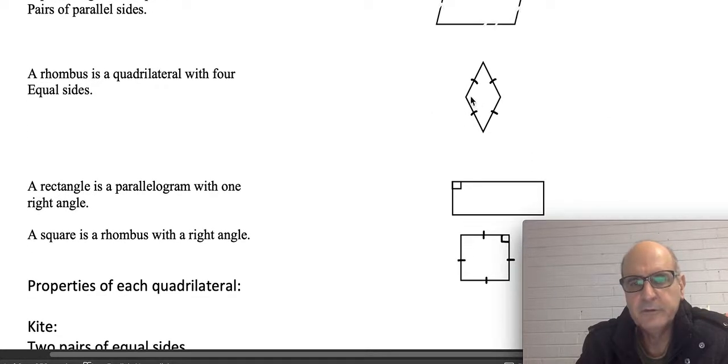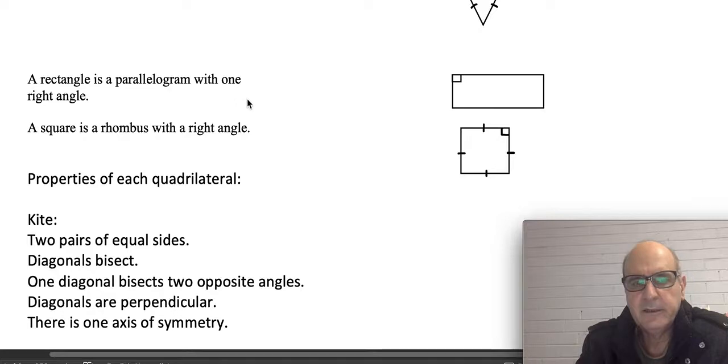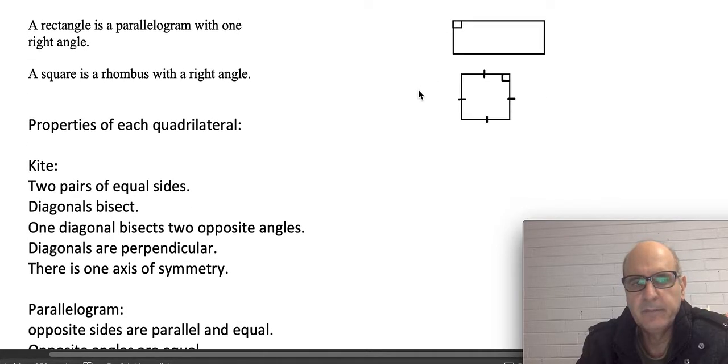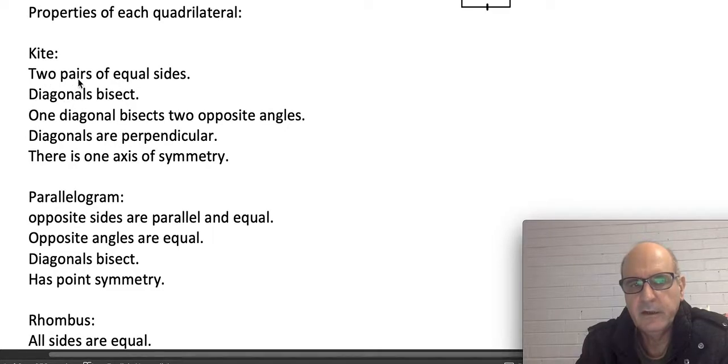A rhombus is a quadrilateral with four equal sides. A rectangle is a parallelogram, which means the opposite sides are parallel, with one right angle. And a square is a rhombus with one right angle. To look at their properties in more detail, a kite has two pairs of equal sides.